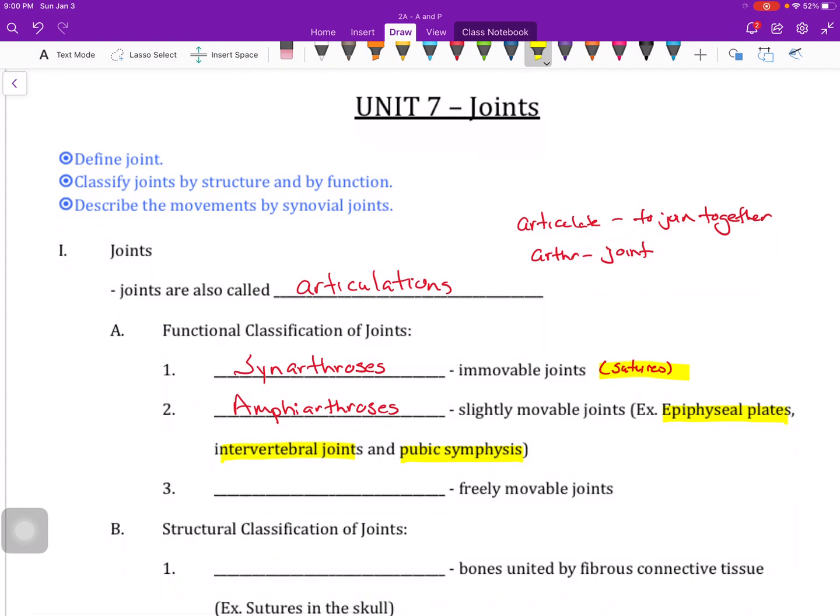And then finally, the last one, guys, is referred to as diarthroses, spelled DIARTHROSES. These would be freely movable joints. And we'll look at examples of this. Possibly would, guys, be your elbow, your knee. Both of those would be freely movable joints, diarthroses.